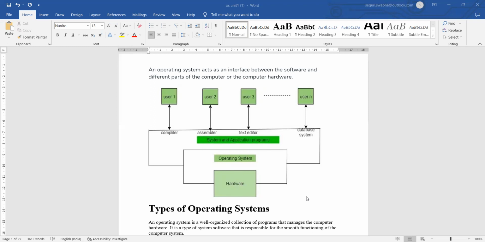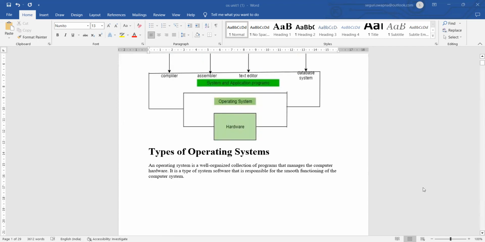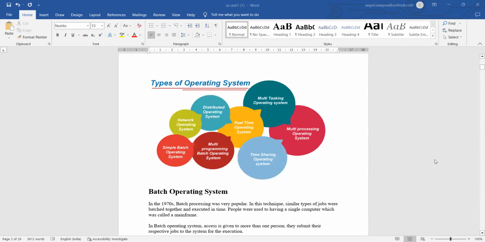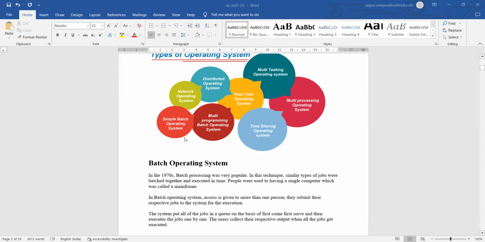Next, coming to types of operating system. Here, this is a structure of the types of operating system. We have simple batch operating system, multi-programming operating system, time-sharing operating system, multi-processor operating system, multitasking operating system, real-time operating system, distributed operating system, and network operating system. Now we will discuss one by one in detail.